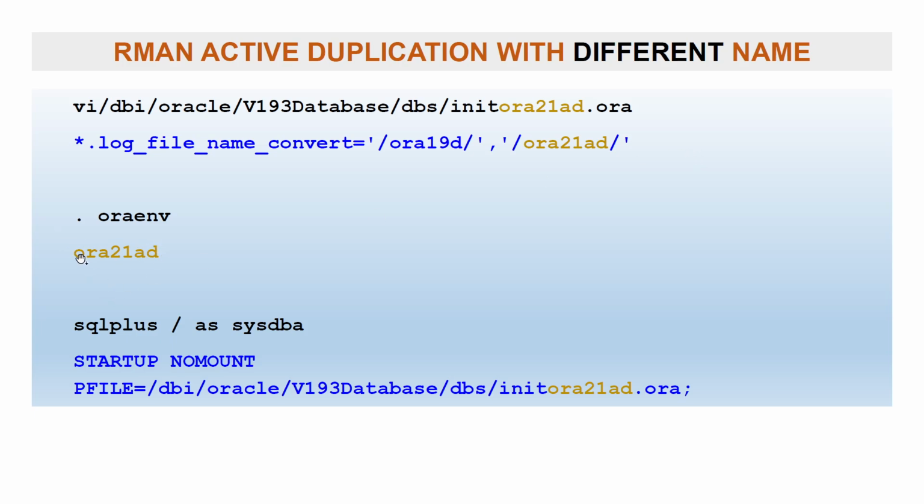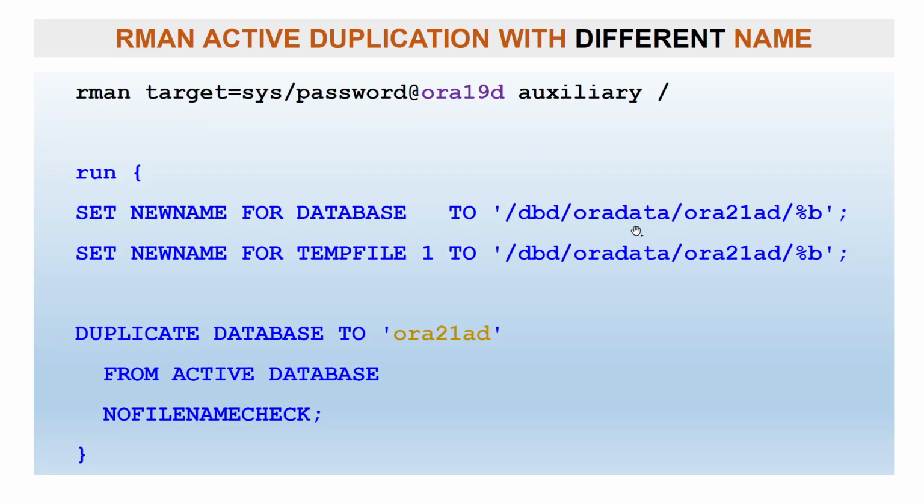Then set the environment variable to aura21ad, the name that we are going to duplicate. Start your database in no mount mode using the P file: startup nomount pfile equals this particular P file, and then connect to RMAN. Here, the target is your source database, the database which is running on the same server. Auxiliary is the clone or dummy instance that you are going to duplicate.